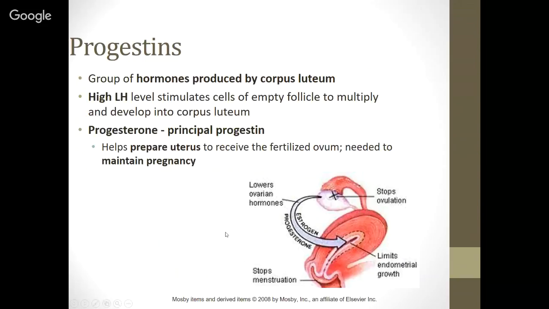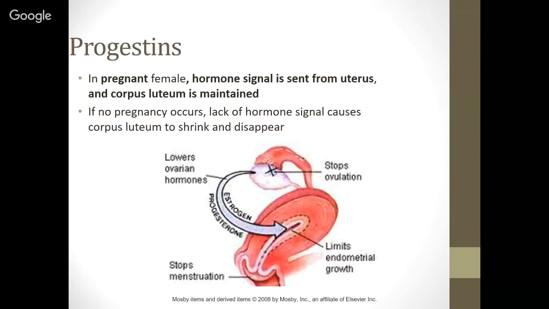Progestins are groups of hormones produced by the corpus luteum. Remember that corpus luteum is what is left after the ovulation of the egg from the follicle. High LH level stimulates cells of the empty follicle to multiply and develop into that corpus luteum. And then progesterone is produced. It's the principal progestin. It helps to prepare the uterus to receive that fertilized ovum, which is needed to maintain pregnancy. Progesterone protects pregnancy.